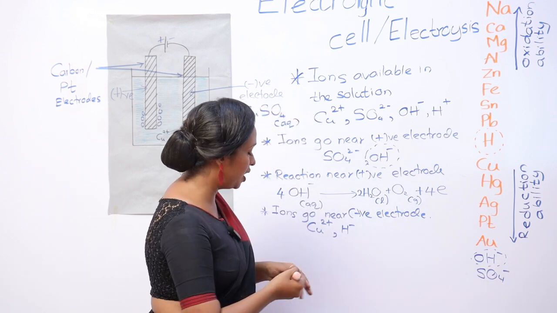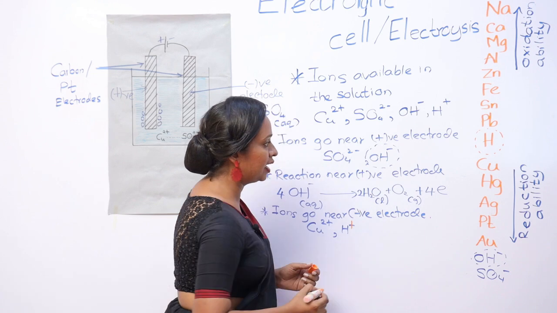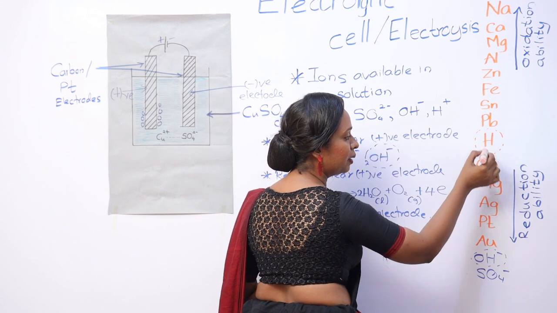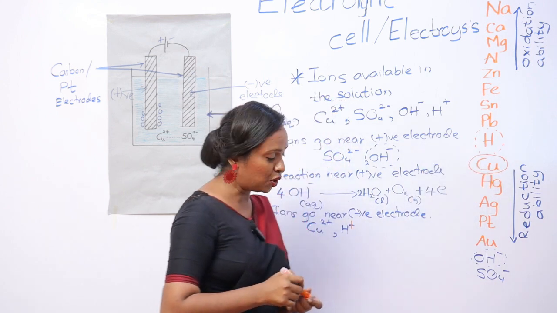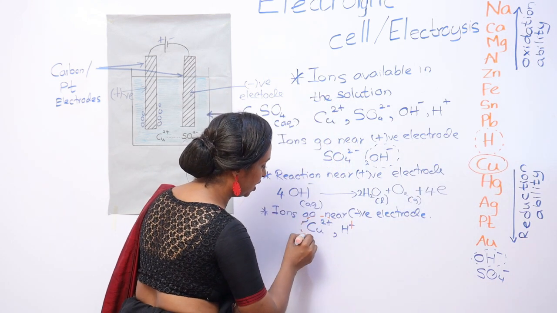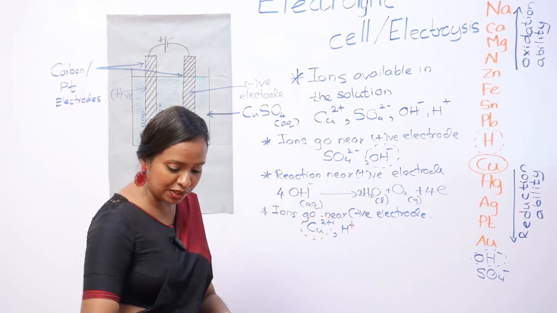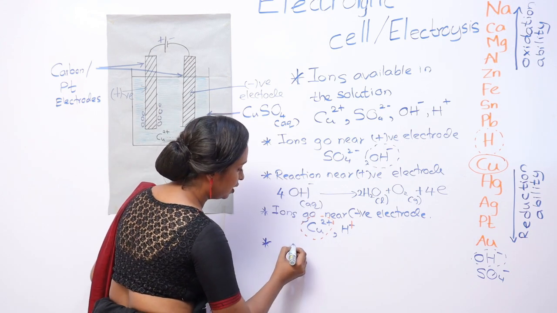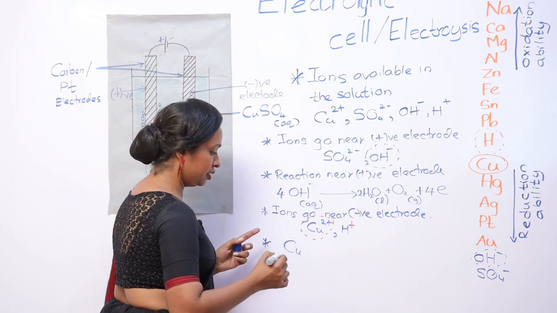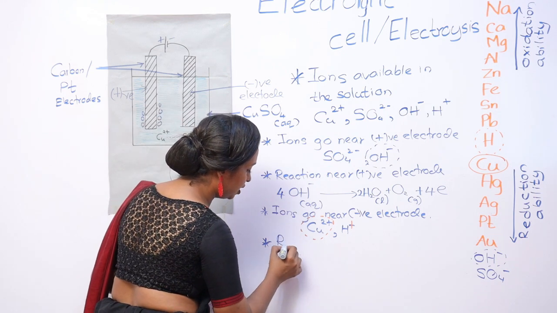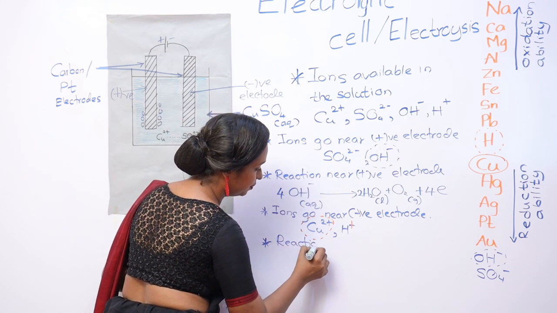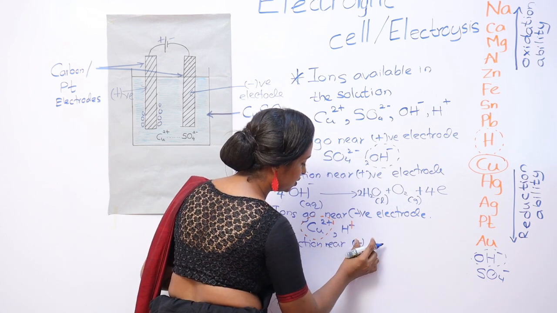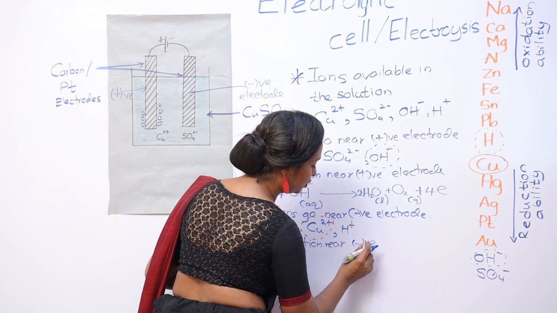එතකොට Cu2 plus H plus කියන දෙන්නගෙන් කාටද reduction ability වැඩි? මේ දෙන්නගෙන් පල්ලෙහා ඉන්නේ copper. Copper is going to win. Okay, now we'll see what is the reaction there. Now you have to write the reaction near the negative electrode.